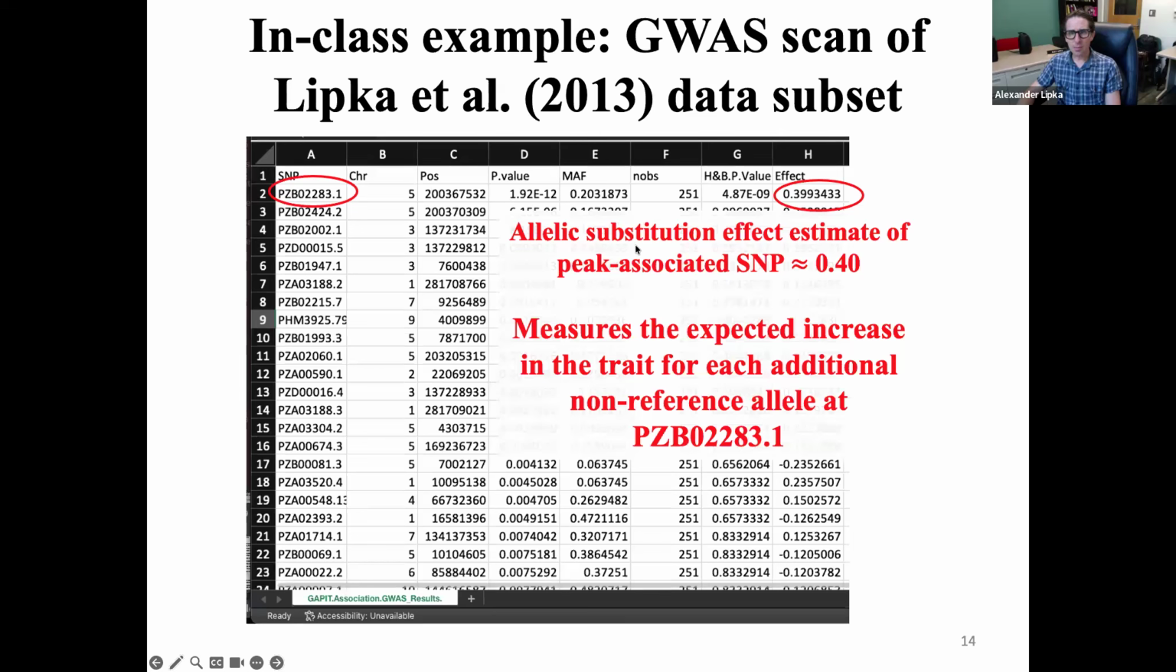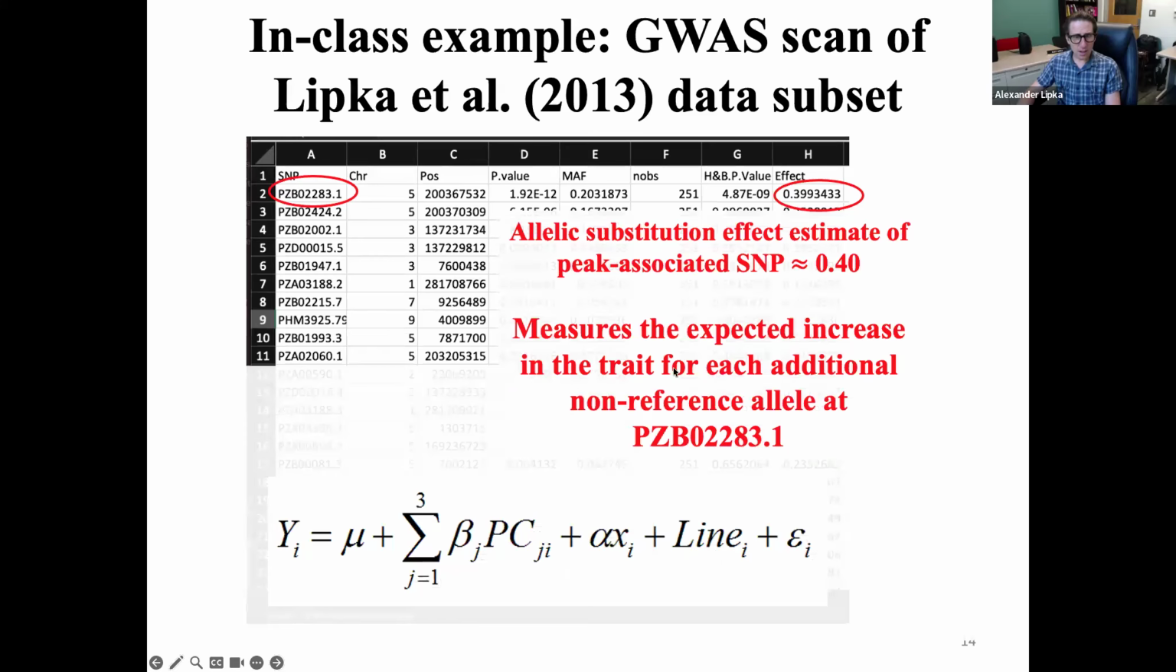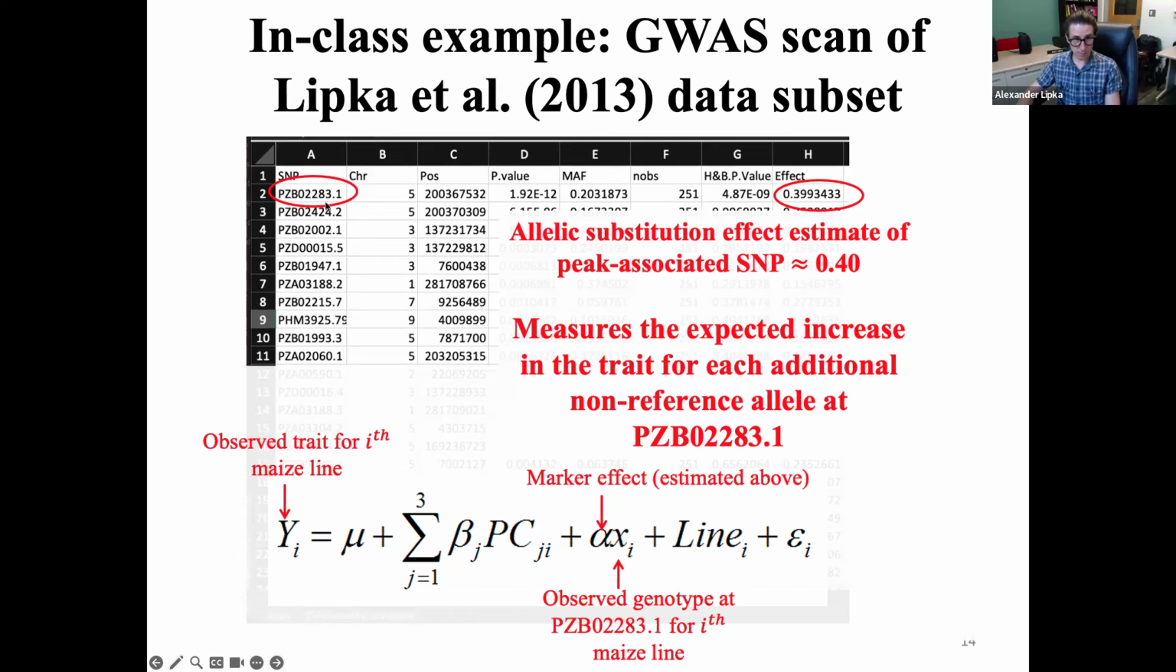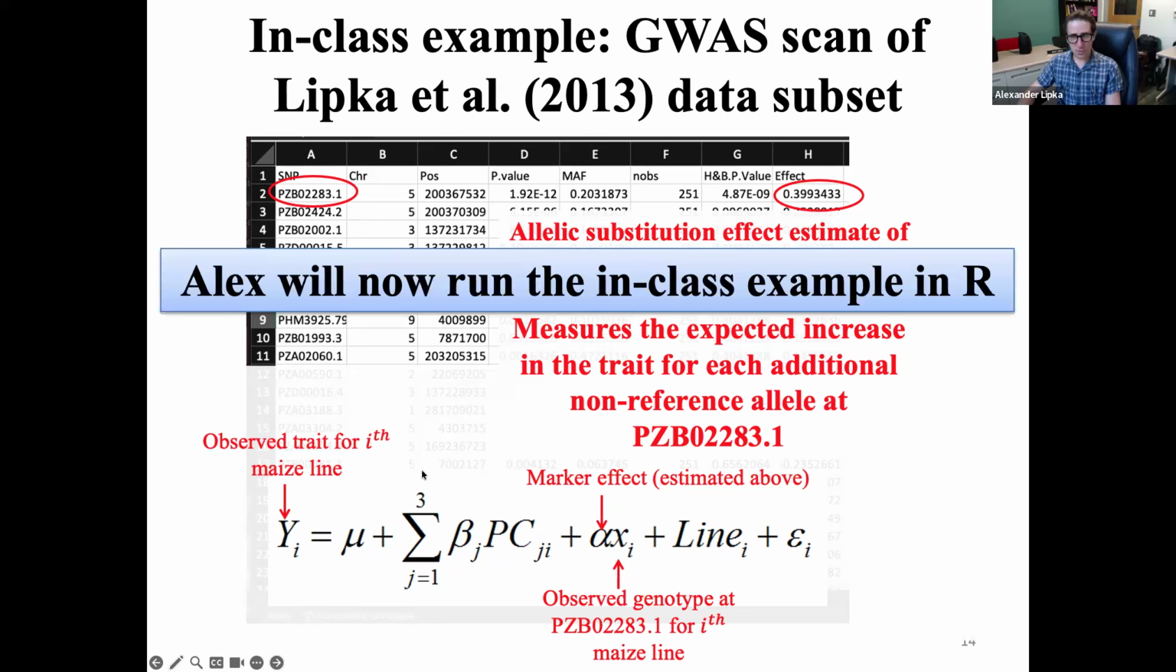We have an allelic substitution effect of, rounded, 0.4. Okay. And this is measuring the expected increase in the trait value for each additional non-reference allele. This is estimating the parameter alpha over here. And then you have your observed trait value, you have your observed genotype of this marker. So any questions before I run this in real time?